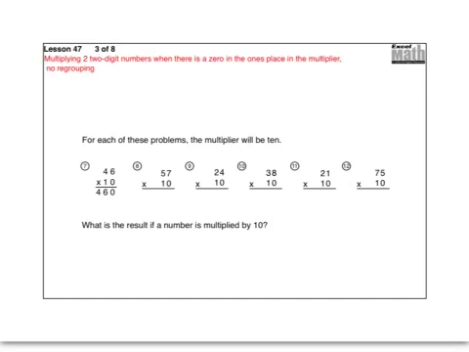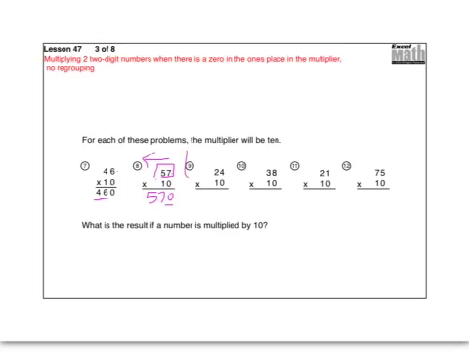Alright, for each of these problems, the multiplier will be 10. We should be able to do these real quickly. 46 times 10 is 460. 57 times 10 is 570. See how easy that is? We're just taking the number 557, sliding it over one place value to the left, because we're multiplying it by 10, and the answer ends up with 10 on it.